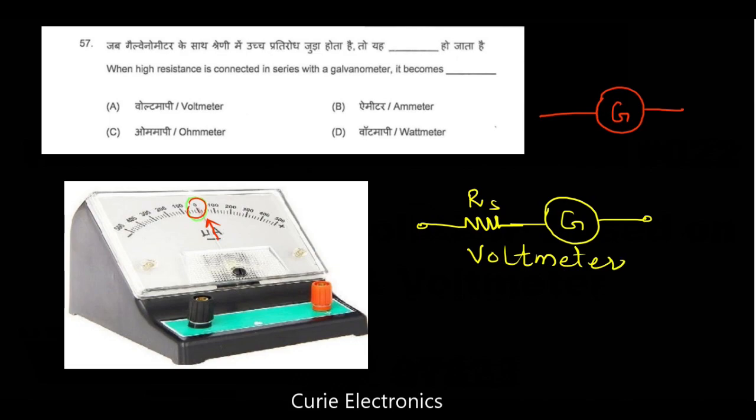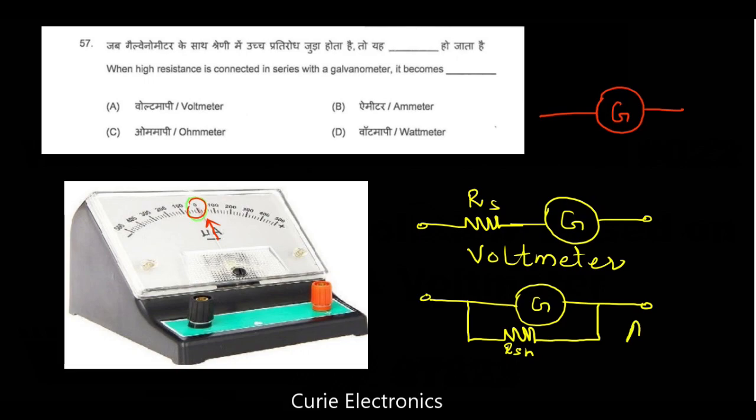Again, one more condition we'll see. We have a galvanometer. We are connecting a small value shunt resistance. Shunt means in parallel. Then this will act as this RS. Usually shunt resistance is very small value. So this is known as the ammeter.